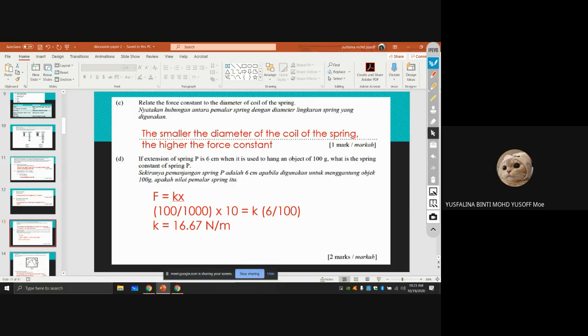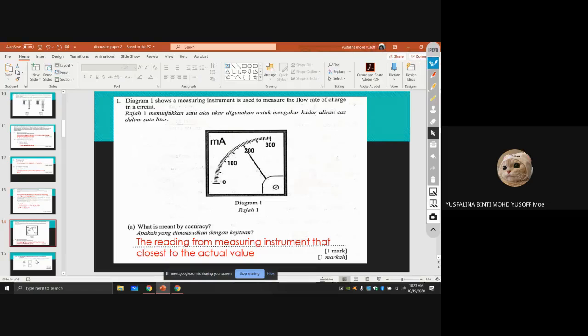Alright, so the next one. Diagram 1 shows a measuring instrument used to measure the flow rate of charge in a circuit. So what does it mean by accuracy? It is the reading from the measuring instrument that is closest to the actual value. Okay, so this is the meaning of accuracy.